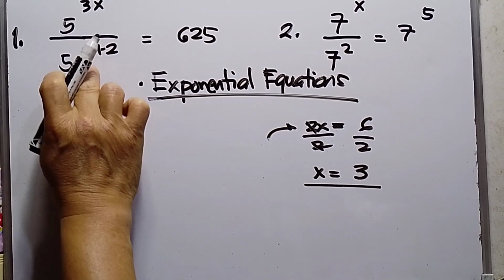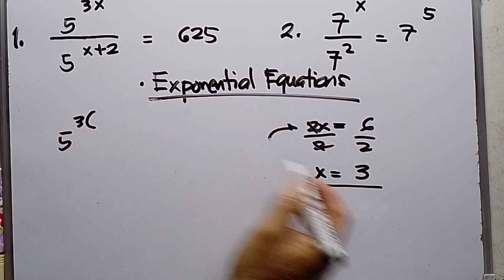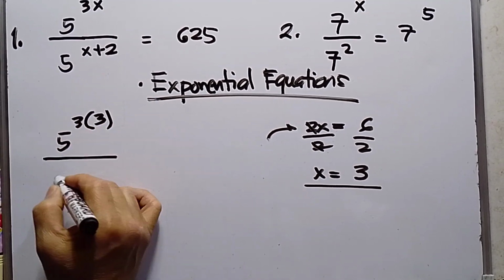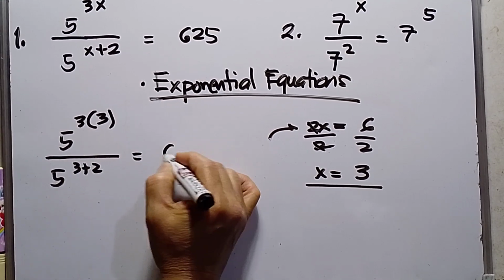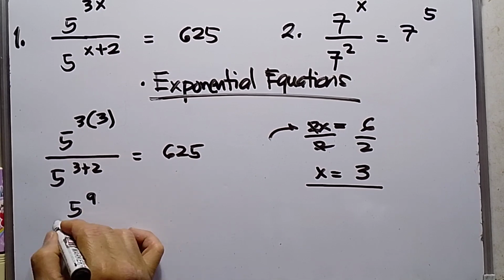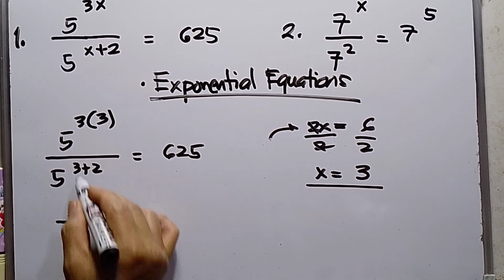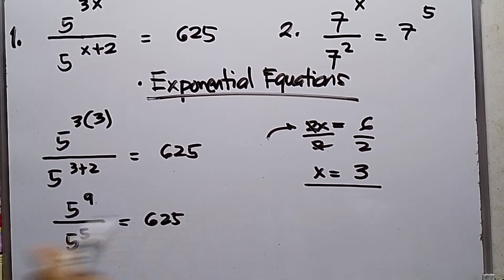So the given equation is 5 raised to 3 times 3, over 5 raised to 3 plus 2, is equal to 625. So 5 raised to the 9th power over 5 raised to the 5th power is equal to 625.